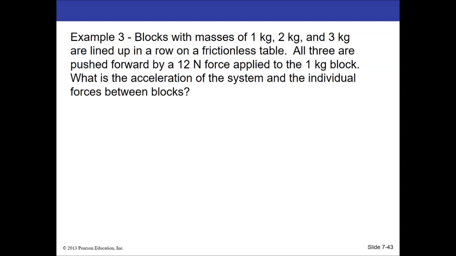All right, here's another good example. We have blocks of different masses, all lined up on a frictionless table. All three are pushed forward by a 12 Newton force. We want to know the acceleration of the system, and then the individual forces between blocks. This example is different because we're not only going to analyze what the forces are, but we also have numbers behind it, and we can start to plug in numbers. So let's look at how that example is going to go.